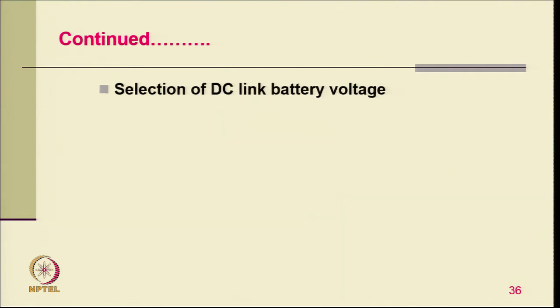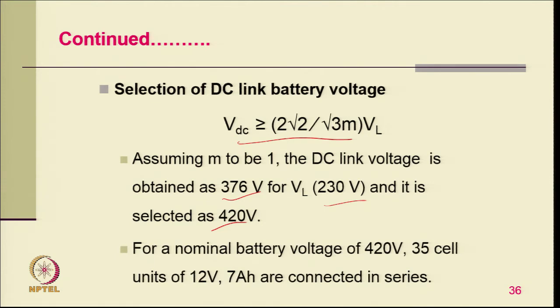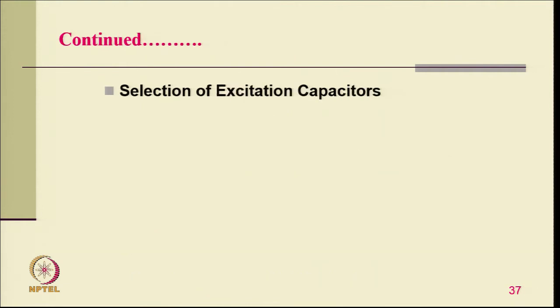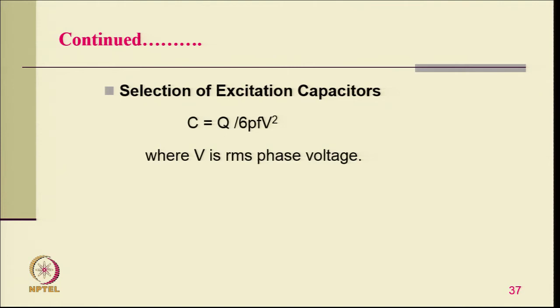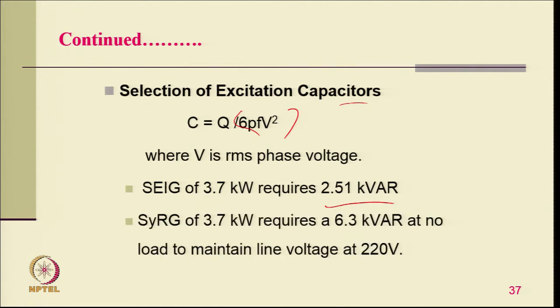Coming to the selection of the DC link battery voltage, the battery voltage should be a little more than what you need to operate the inverter satisfactorily. Assuming a modulation index of 1, the DC-link voltage is 376 volts, and normally for a 230 volt system we select 420 volt for typical applications, because that is a kind of standard rating. For a nominal battery voltage of 420, 35 cells of 12 volt may be selected, with the ampere-hour rating decided by how much backup you require from the battery. Then you can find the excitation capacitor from this relation. For 3.7 kilowatt it typically requires of the order of 2.51 kVAR for self excitation, and a synchronous generator requires 6.3 kVAR.